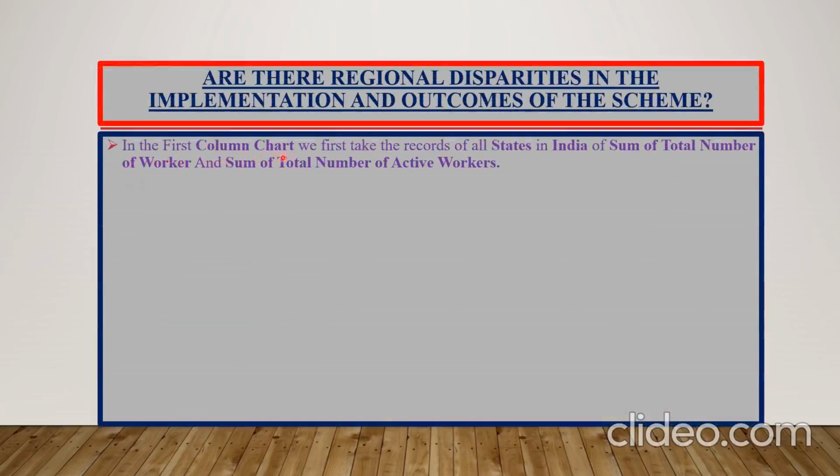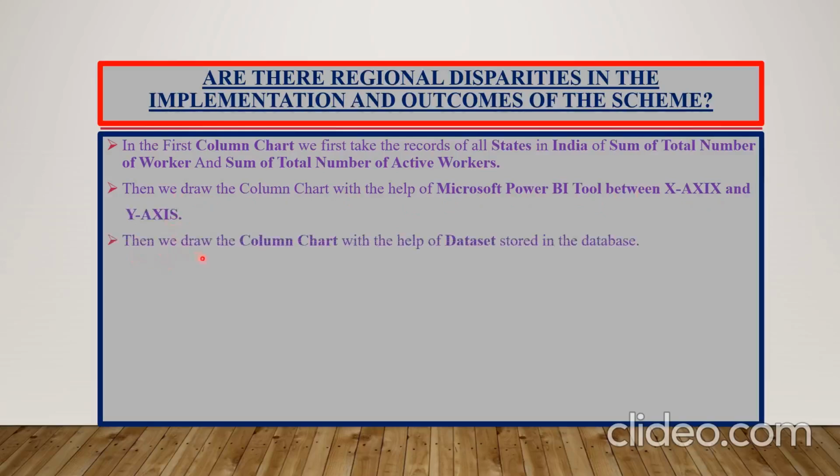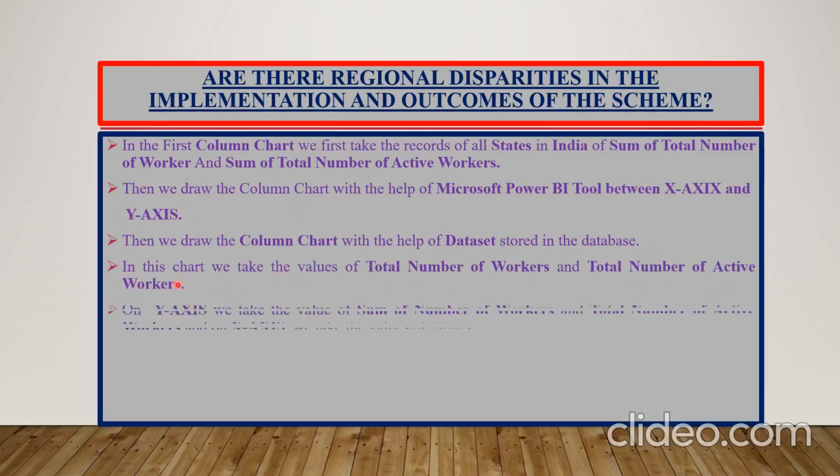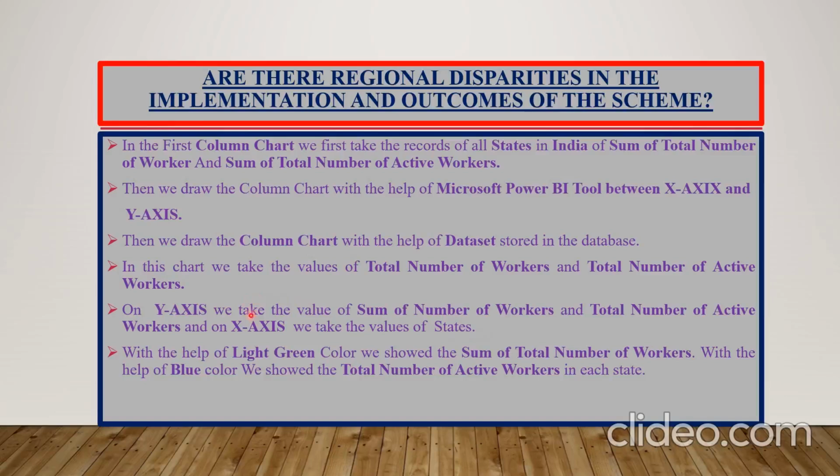Then in the first column chart we take the records of all the states in India of sum of total number of workers and sum of total number of active workers. Then we draw the column chart with the help of the Microsoft Power BI tool between the x-axis and y-axis, with the help of datasets stored in the database. In the chart we take the values of total number of workers and total number of active workers. On the y-axis we take the values of sum of number of workers and total number of active workers, and on the x-axis we take the values of states.